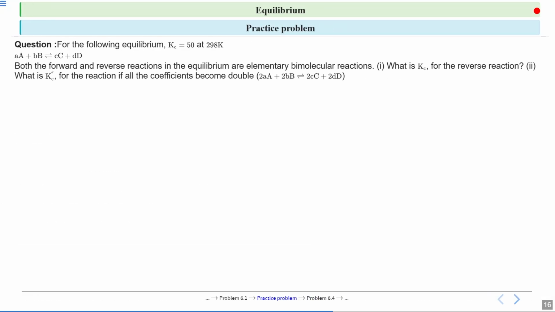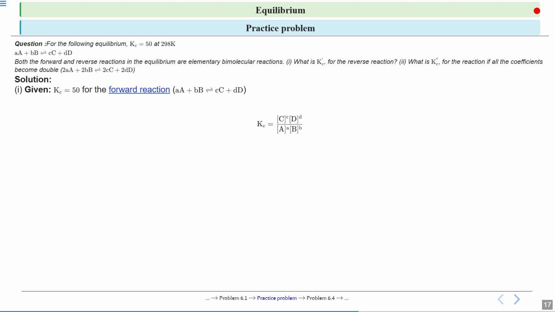Here we have a hypothetical equation where your Kc value is given as 50. Now, both the forward and the reverse reactions in the equilibrium are elementary bimolecular reactions. Then you have to calculate the value of Kc for the reverse reaction, first thing, and the value of K''c, which is for the same reaction but with a multiplied coefficient. You can see we have multiplied the equation A + B going to C + D by 2, or you can say we have doubled it. How will we solve it?